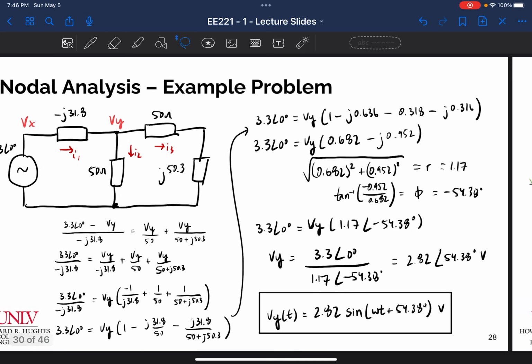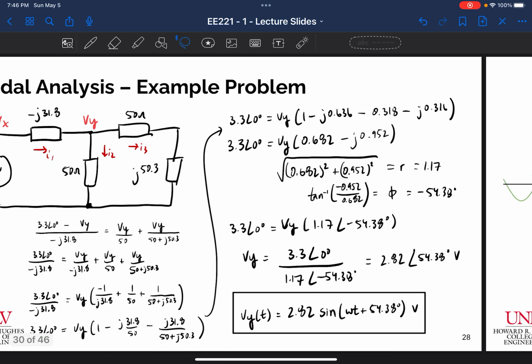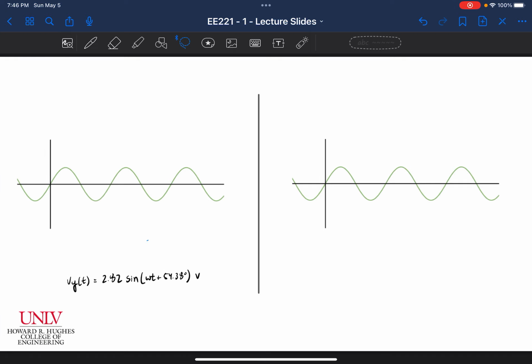Let me go back and get the original signal, which was Vs of t, because I want to compare and contrast these and show you a new concept. Well, it's not new, but it's giving a name to something we already saw, having to do with the phase shift of these two signals.